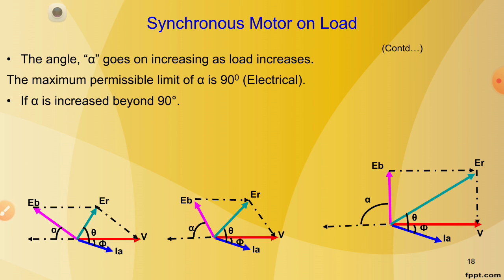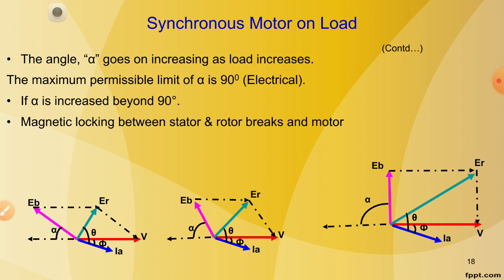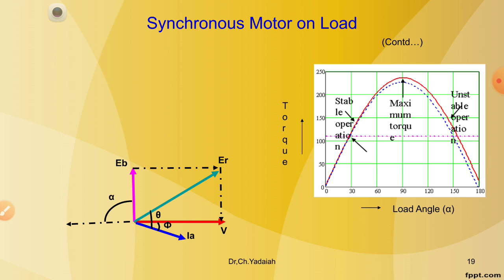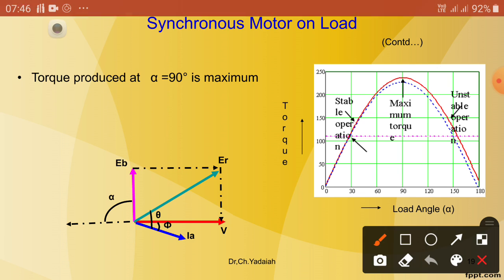If alpha is increased beyond 90 degrees, what will happen? The magnetic locking between the stator and rotor axis breaks, and the motor comes out of synchronism. Then the motor stops. The torque produced at alpha of 90 degrees is the maximum. You can see a graph between the load angle and torque developed in the motor. The maximum value of the load angle here is 90 degrees.